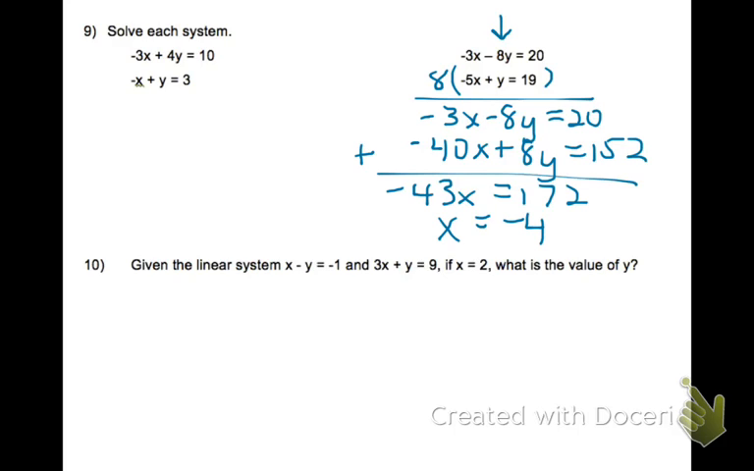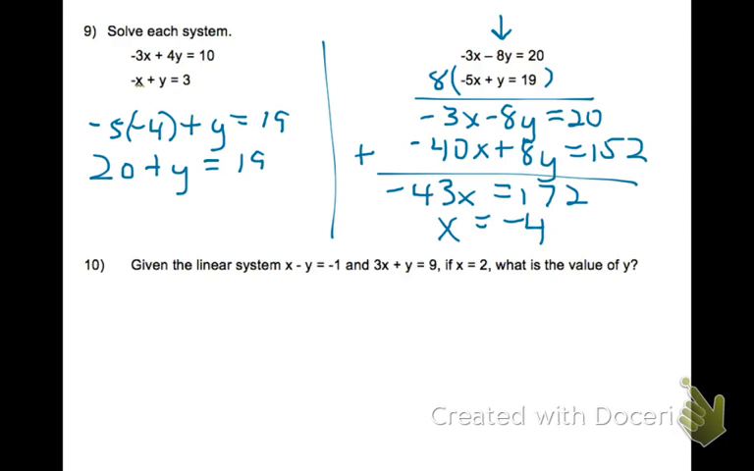Finally, I'm going to plug that into one of my originals, and I am just going to plug it into my second equation. So -5 times -4 plus y equals 19. 20 plus y equals 19. Subtract my 20 from both sides to get y by itself, -1. So the solution to this system is the point -4, -1. If we graphed those lines, that's where they would cross.